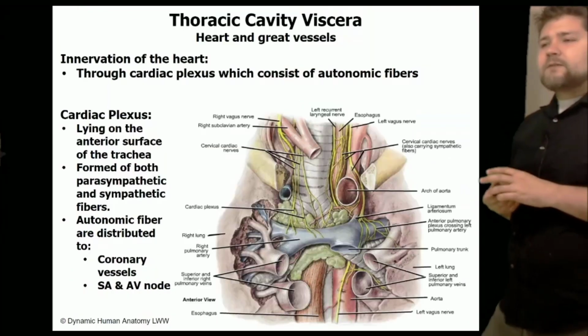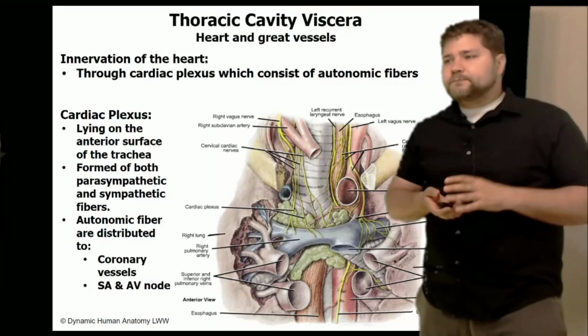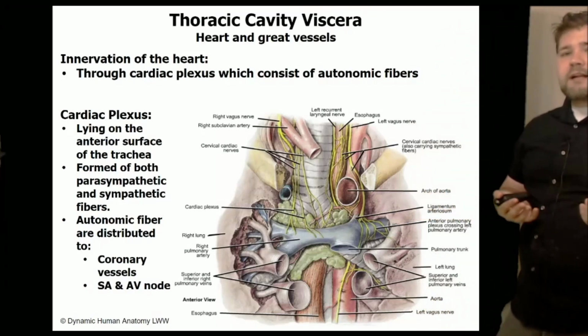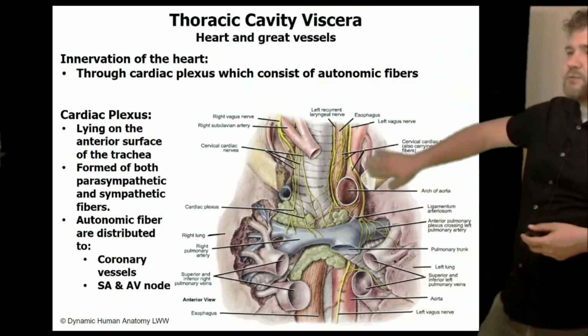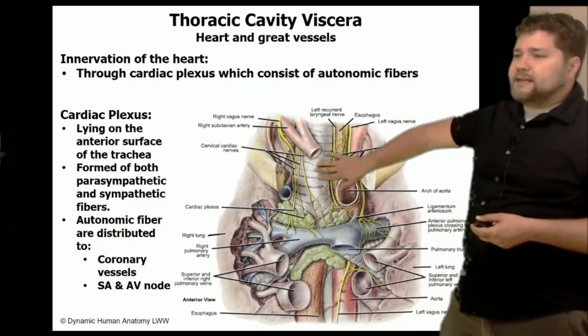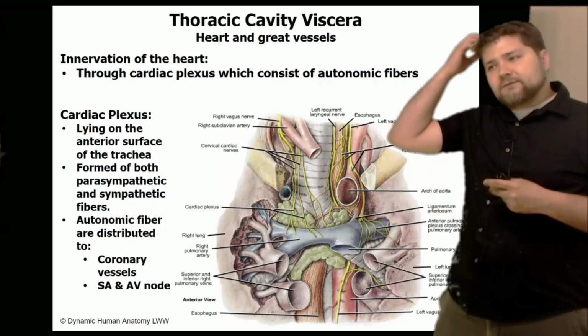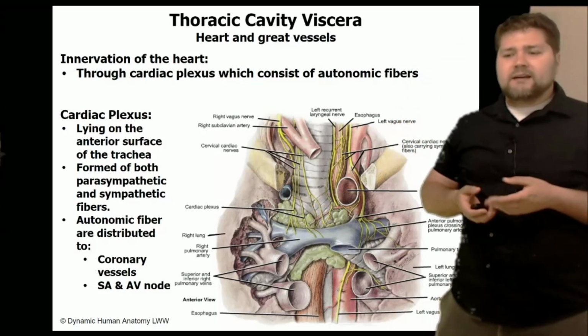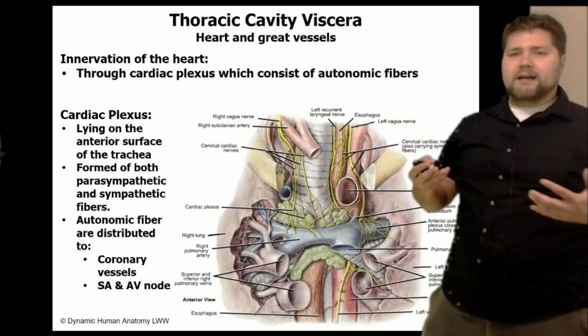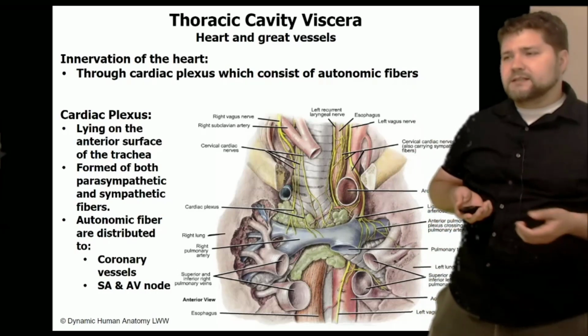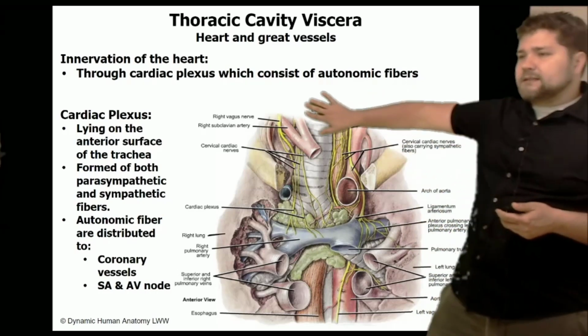All right, as far as innervation of the heart, a lot of your autonomic fibers are going to be found within the cardiac plexus, which is, again, in your anterior mediastinum. Just up here, you'll see a lot of network. If you're doing the dissection for these, it just looks like a network of fibrous tissue, but it's all autonomic nervous system.